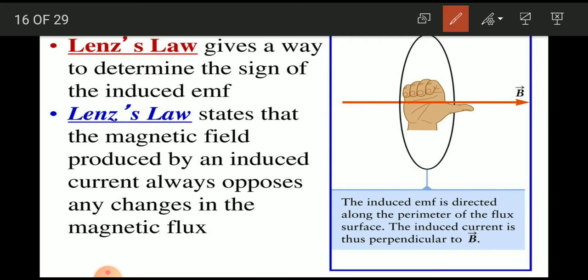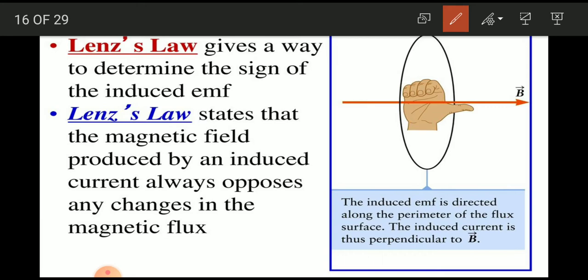Lenz's law gives a way to determine the sign of the induced EMF. Lenz's law states that the magnetic field produced by the induced current always opposes any change in the magnetic flux, and the induced EMF is directed along the perimeter of the flux surface. The induced current is thus perpendicular to B.